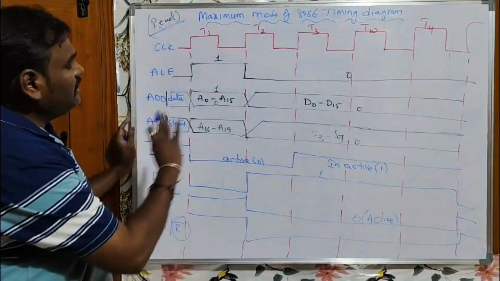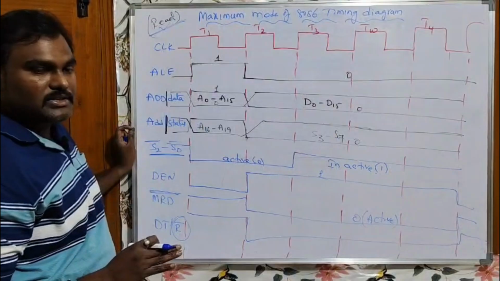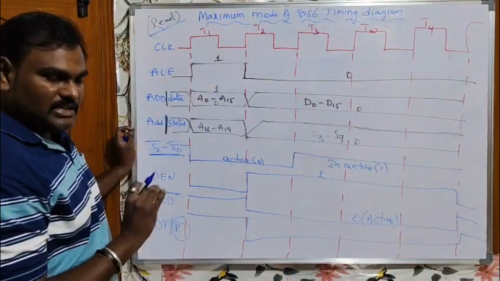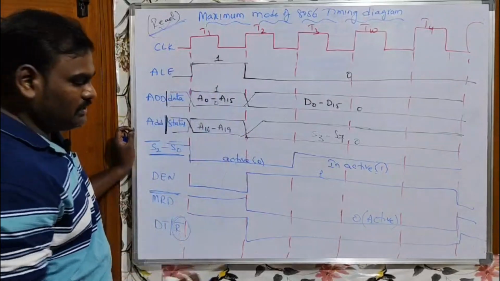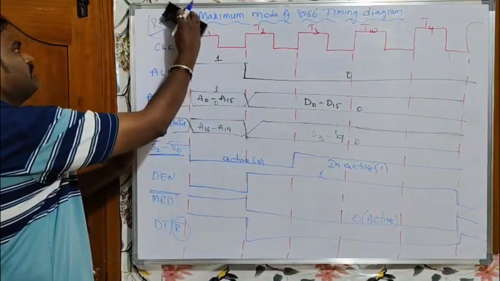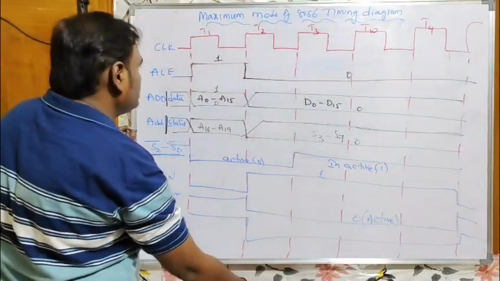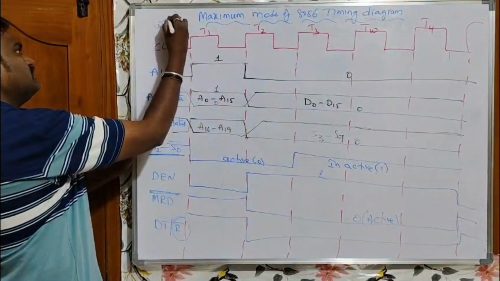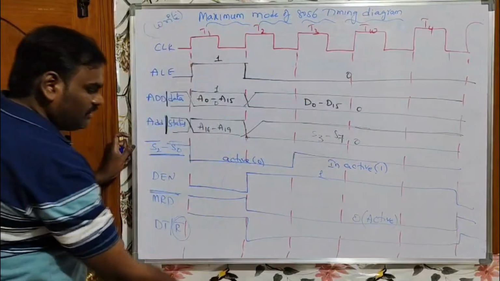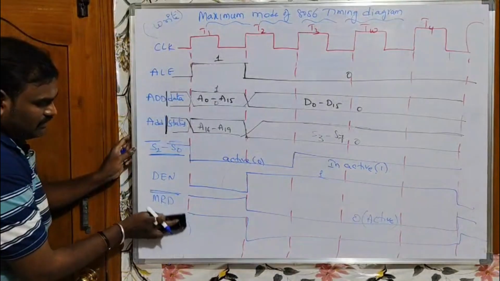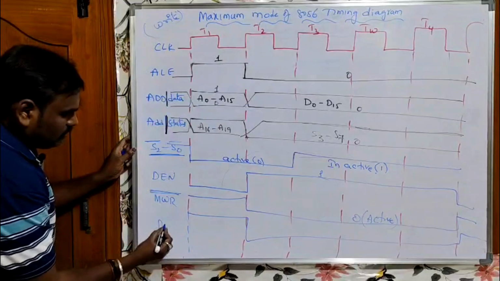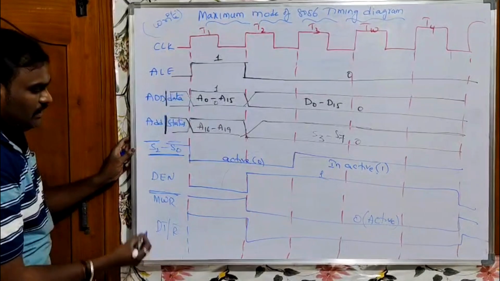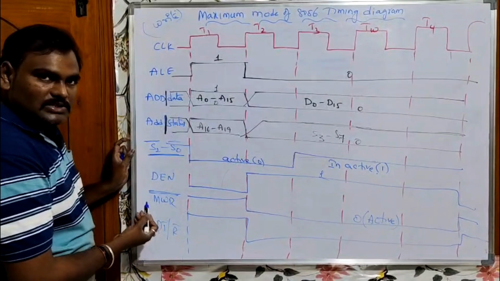This is the timing diagram for the read operation. Now, just by changing the last two waveforms, it will become the write operation. Now we will see the write operation. I am changing the heading to write. For the write operation, the two signals will be memory write bar and DT by R bar. Memory write bar is also active low.